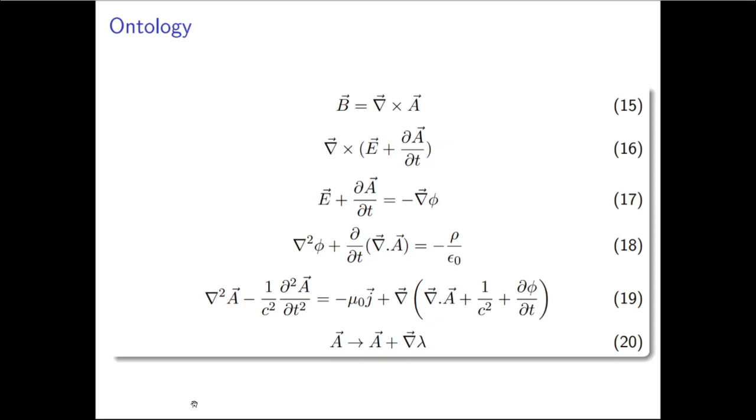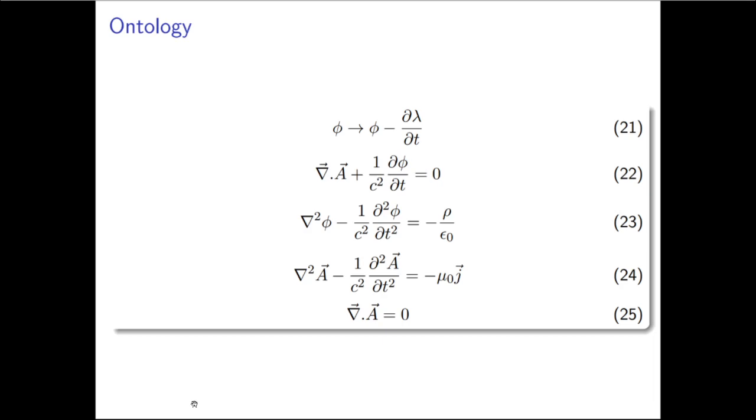So can you go to the next slide? Basically we'll try to do the same thing with the other abstract variable, that is the scalar potential. The scalar potential can also be defined as phi minus the partial derivative of lambda with respect to t. If I plug it again into the same equation, I'll get the same equation again.